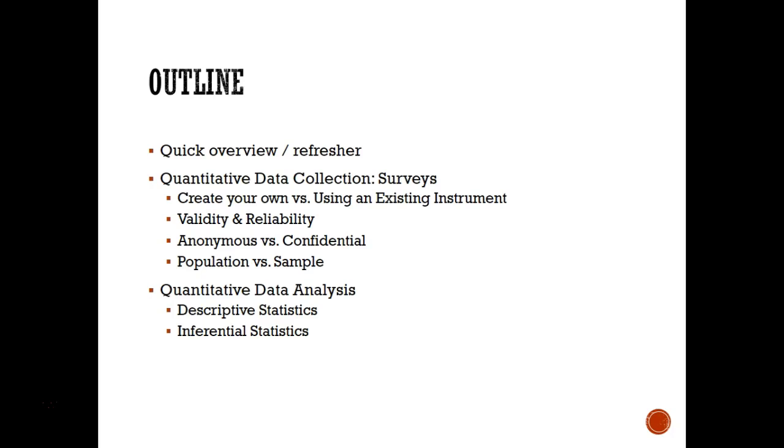The outline that we're going to cover in this particular slide deck, I'll give a quick overview and a refresher, just in general, of the class so far and a couple of the concepts that we've already covered. Then we're going to talk about quantitative data collection, and it's mostly surveys that we use on the quantitative side of the house. And we'll talk about some issues of whether or not you'll create your own versus using an existing instrument. We'll look at things like validity and reliability, whether or not surveys should be anonymous or confidential, whether or not we're going to use a population or a sample when we're comprising the folks that we're going to study. The next section we'll move then into data analysis.